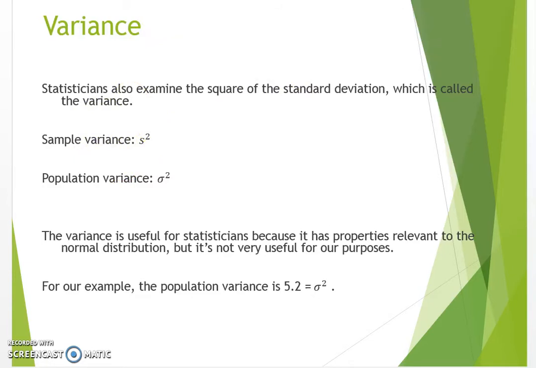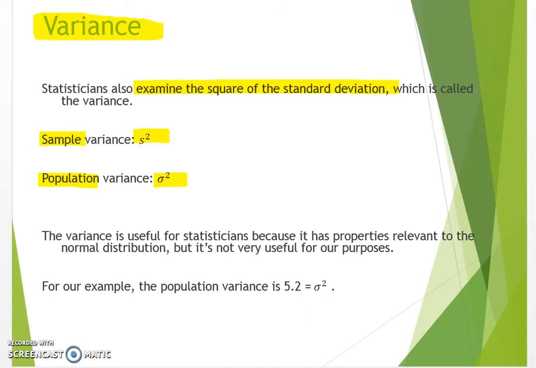They have a relationship between each other. Variance is the square of the standard deviation. The symbols are: for sample variance, we have s squared. For population variance, we have sigma squared. It's not very useful for our purpose, but we use that a lot for normal distributions.